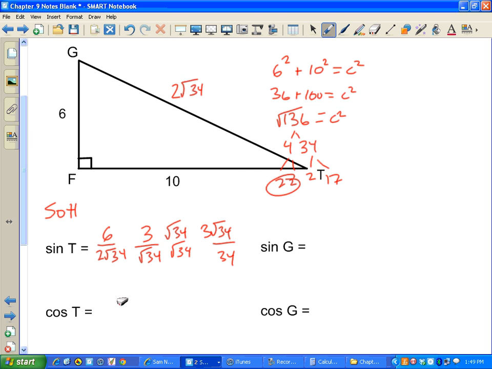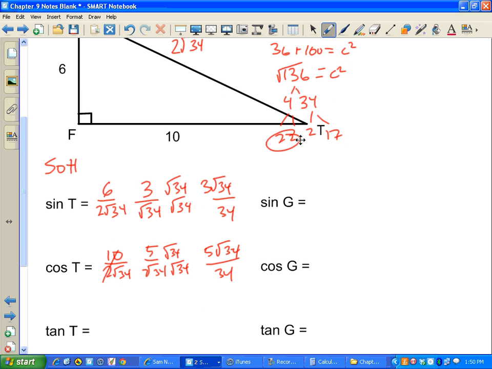If I want the cosine of angle T, that's going to be adjacent to T, which is 10, over the hypotenuse, which is 2 square root 34. Reduce these, so I get 5 over the square root of 34. Rationalize, so I get 5 square root 34 over 34.